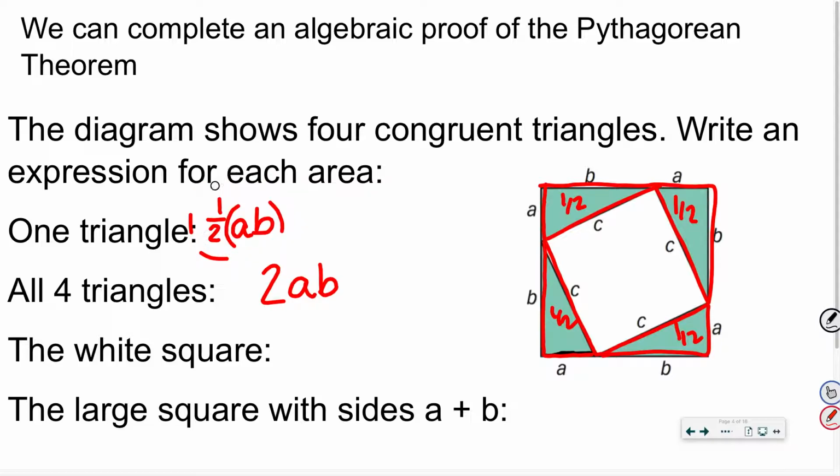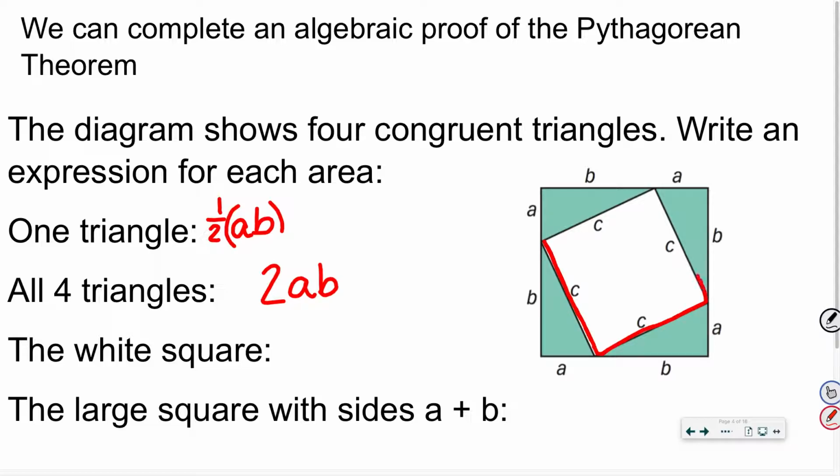Okay. What's the area of this big white square in here? How do I find the area of this? C times C. So we could say C squared.